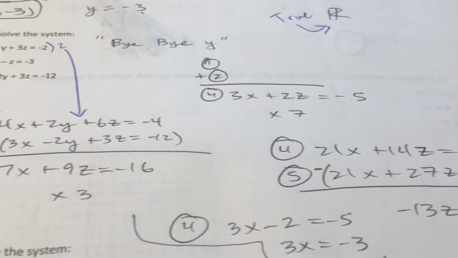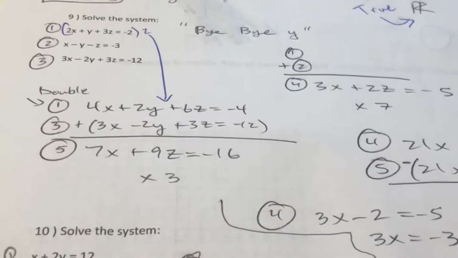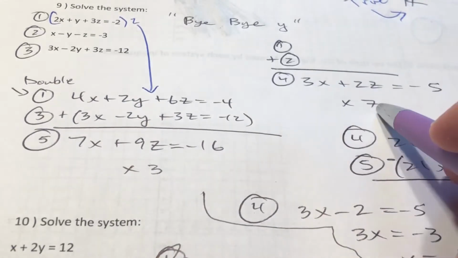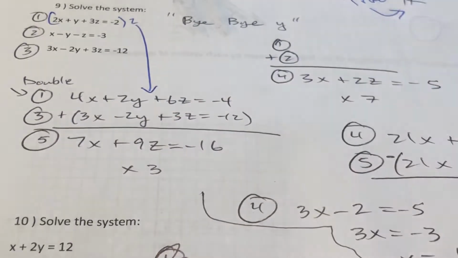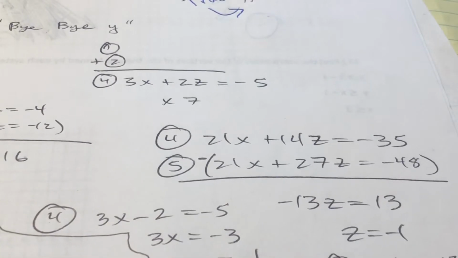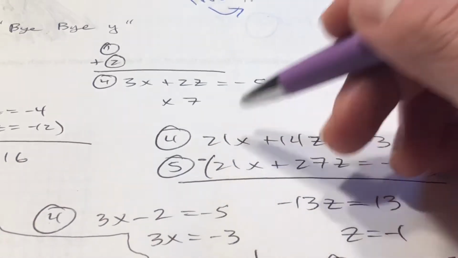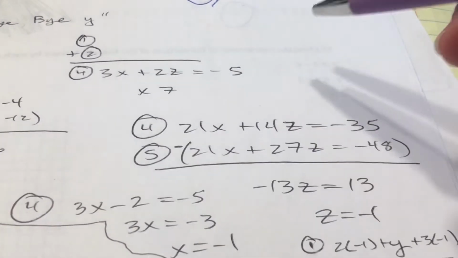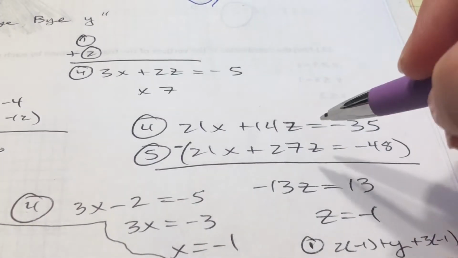So what do you want to do? I want to get rid of the x's. So I multiply this one by 7, give me 21x. I multiply that one by 3 to give me 21x. Make sure to multiply everything in equation 4 by 7, everything in equation 5 by 3. 21 and 21, how does that become 0? If you subtract. So subtract the two equations together.